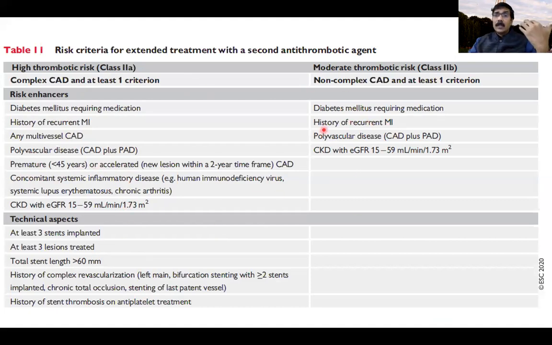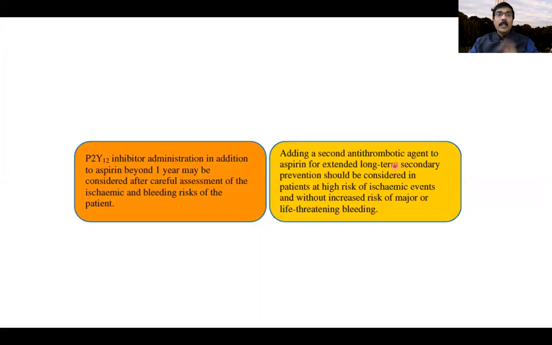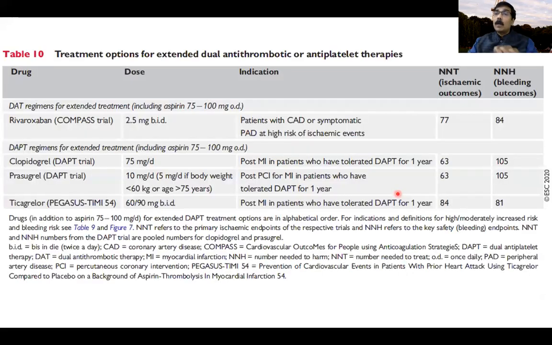Or if you have a non-complex, basically meaning diabetes, recurrent myocardial infarction, polyvascular disease, and a renal failure or a heart failure, these patients are more prone for subsequent events. Those patients are going to benefit from a long-term dual antiplatelet or an antithrombotic therapy. Now, clearly adding a second antithrombotic agent, which was class 2B beyond 12 months, has now come up to 2A, stating that you may use these drugs based on your clinical discretion. So you should have a low bleeding risk and a high thrombotic or ischemic risk. Now we have 4 combinations we have discussed. Now let's look at what the 4 combinations are.